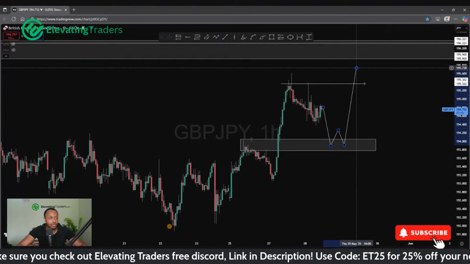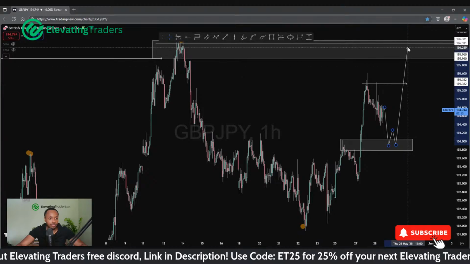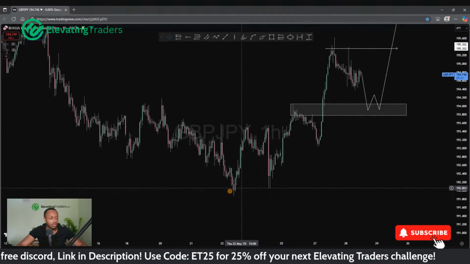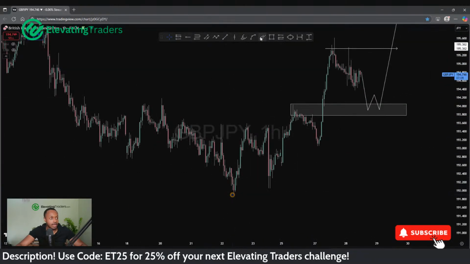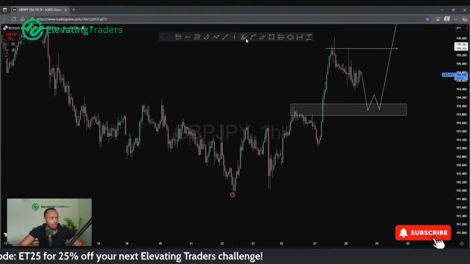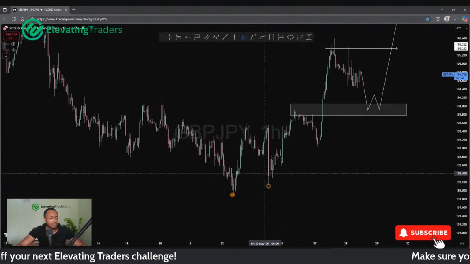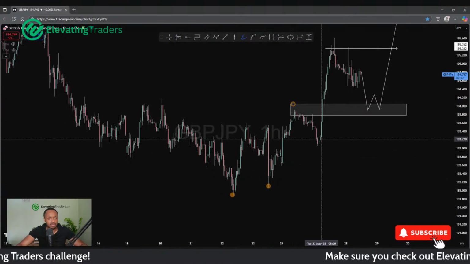I think that would be a phenomenal place for a buy. And from there, I'll expect price to continue. We had a nice double bottom here. I think that was earlier this week or last week? Yeah, last week, Friday. And since then, we've seen some really healthy bullish structure.